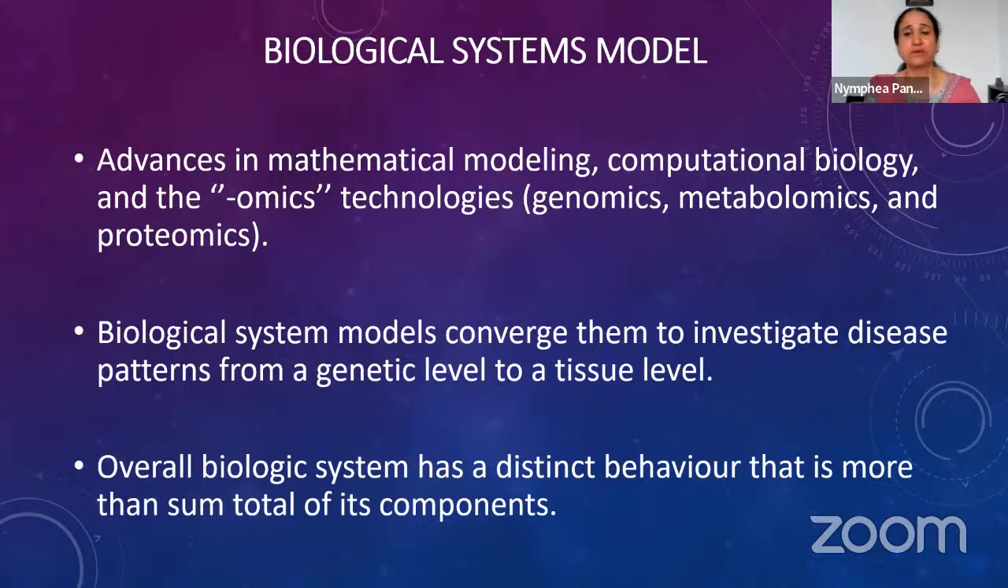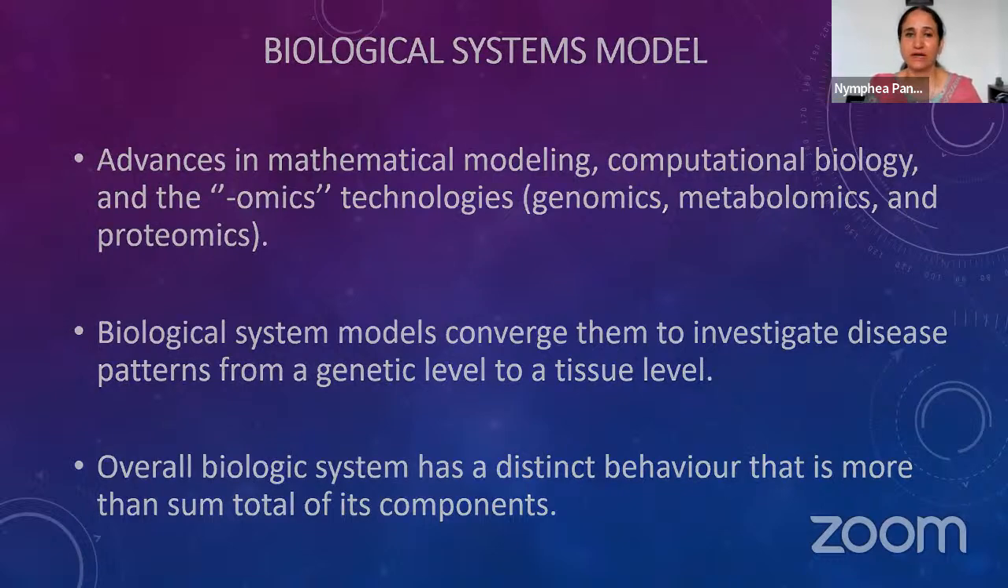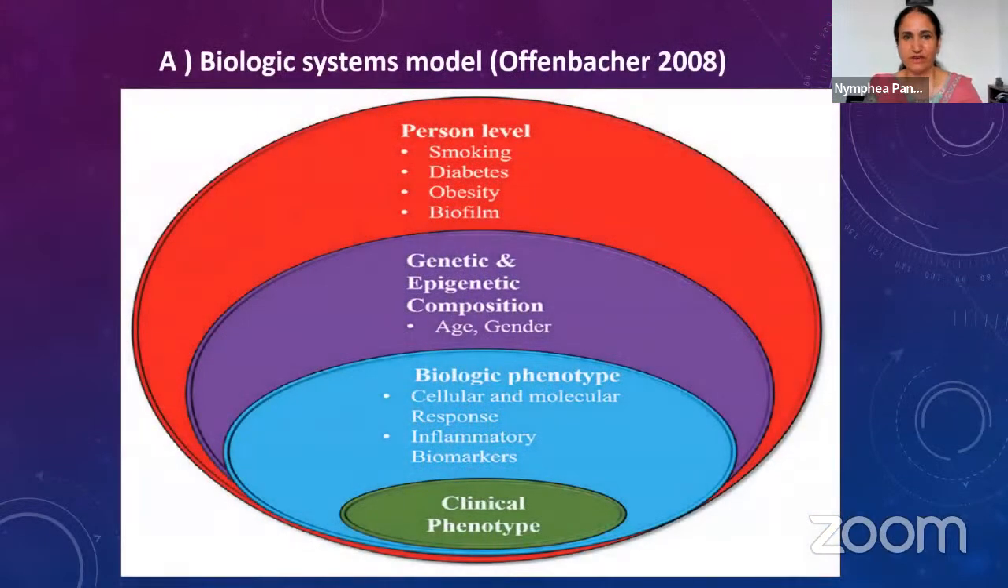This system concentrated more on the overall sum total of the components and the virulence factors of bacteria, rather than only studying one bacteria and its effects. Now, this biological systems model was given in 2008, and it gave an idea about what is happening at the personal level, at the genetic level, and at the biological phenotype level, and all these together will ultimately decide the clinical phenotype.